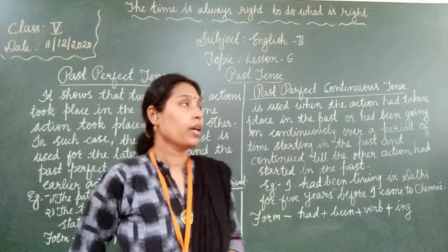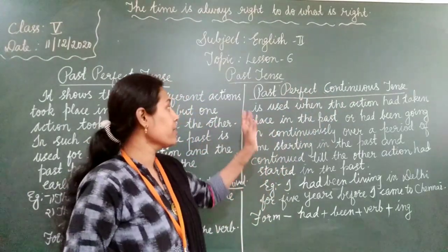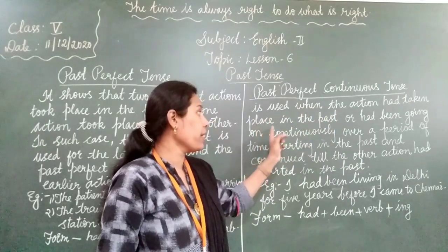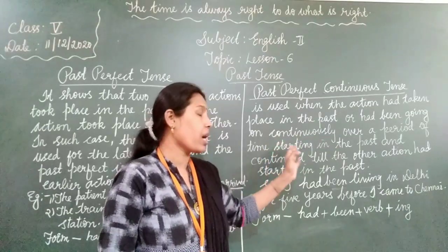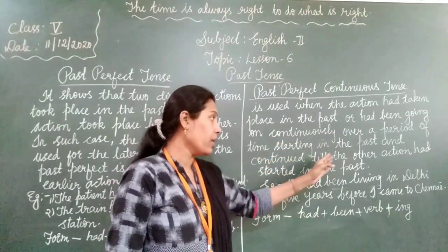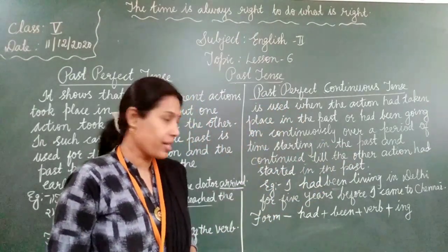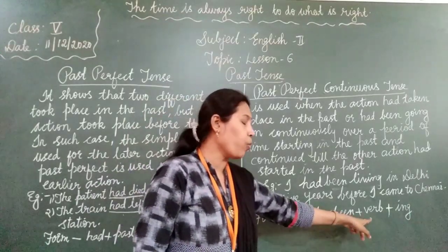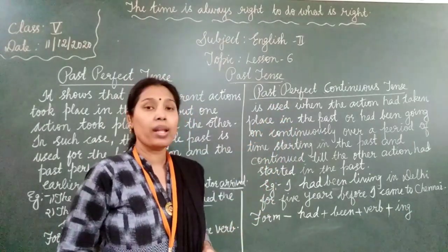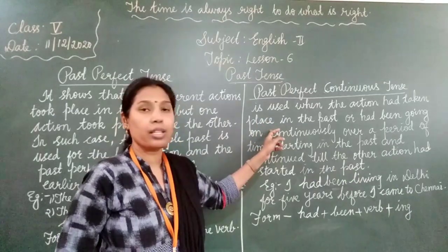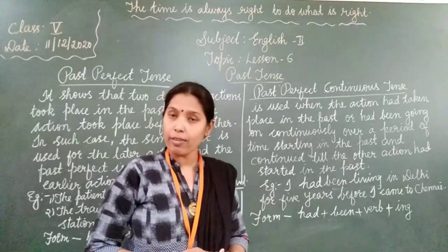And the next one is past perfect continuous tense. What is past perfect continuous tense? It is used when the action had taken place in the past or had been going on continuously over a period of time starting in the past and continued till the other action had started in the past. The form for past perfect continuous tense is had plus been plus verb plus ing. So what is past perfect continuous tense? It is used when an action had taken place in the past or had been going on continuously for a period of time.